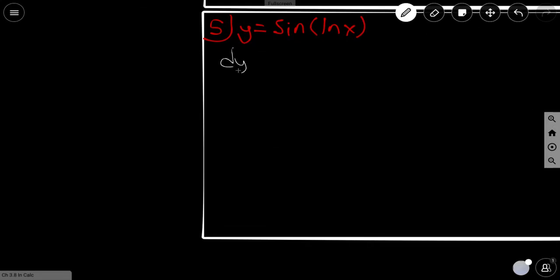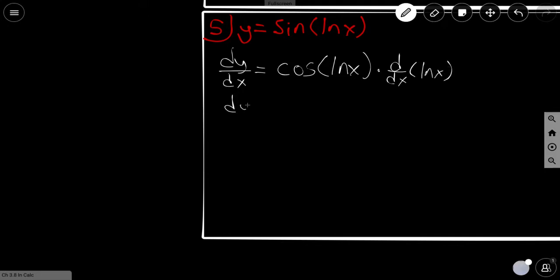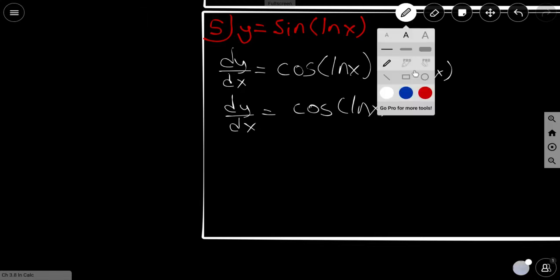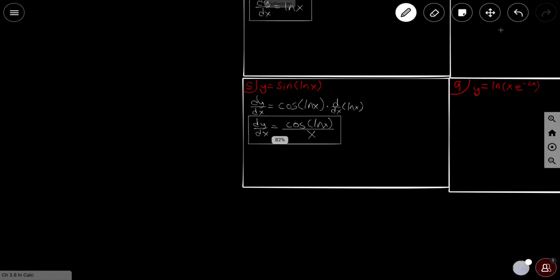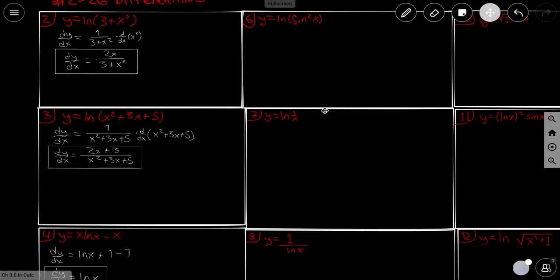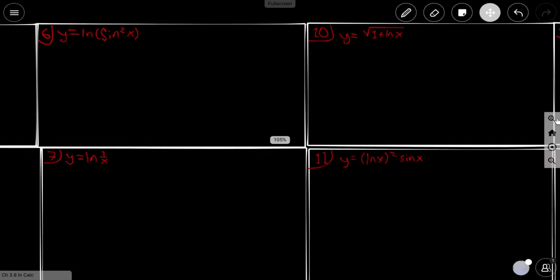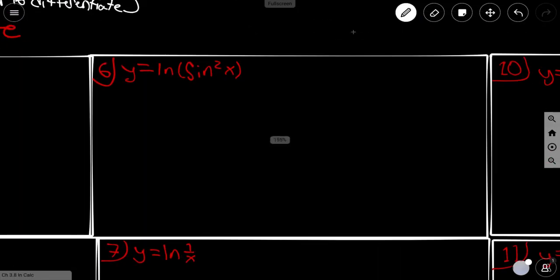Okay, so we're going to have to use the chain rule for this one. The derivative of sine is cosine. The inner function stays the same, and then we take the derivative of ln x. And then the derivative of ln x is just 1 over x, and 1 over x times cosine ln x is just going to be this. That's our answer right there. Okay, moving on.